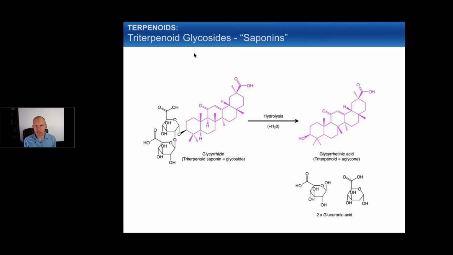So again, this is a glycoside. You've got your glycyrrhizin, which is the glycoside. Through hydrolysis, you release the glycyrrhetinic acid, which is your aglycone, and then in this case, you've got glucuronic acid. There's two molecules that are the glycone component of it.